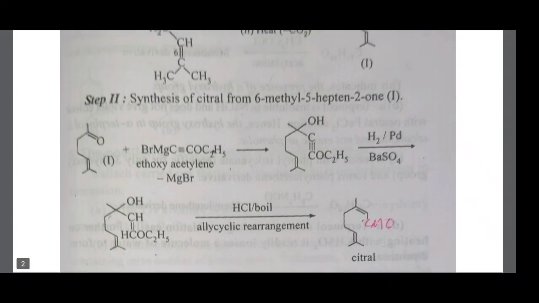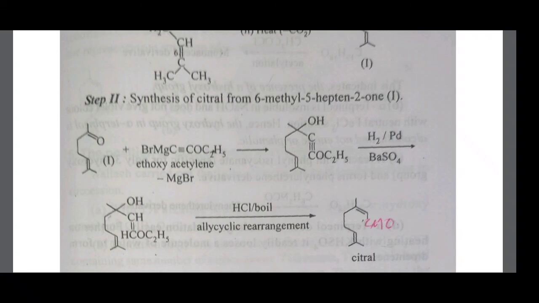Then a product is formed: COH, CH, CH double bond CH, OC2H5. When this product is boiled with HCl, allylic rearrangement occurs and citral is formed. The structure is CH3, C double bond C, CHO, here CH2, CH, C, H double bond C, CH3, CH3. This is the structure of citral.